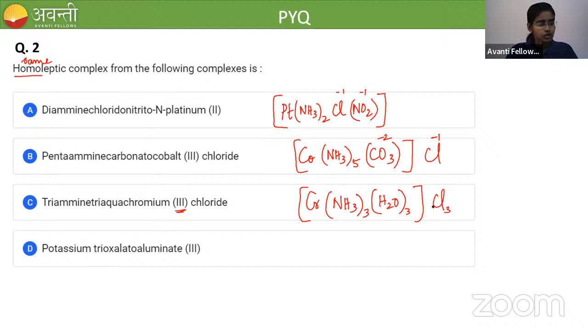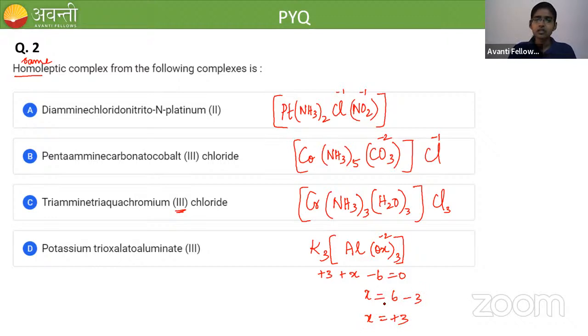And coming to option D, it is potassium trioxalato aluminate. The oxalate ligand is C2O4. Aluminium is the central metal, and each oxalate has -2 charge. So here 3 into -2 is -6. But the oxidation state is +3, so I have to put the 3 potassium out, so that I will get the oxidation state of aluminium as +3. That is +3 for potassium, X for aluminium, and 3 into -2 is -6, equal to 0. X is equal to 6 minus 3, which is equal to +3.